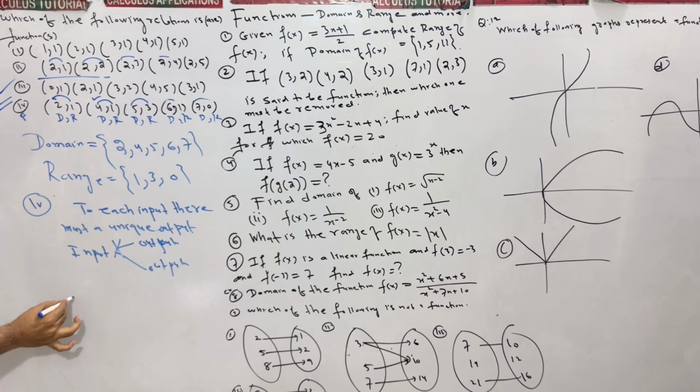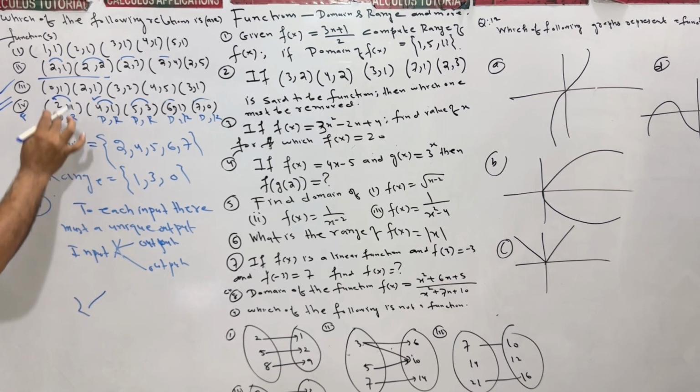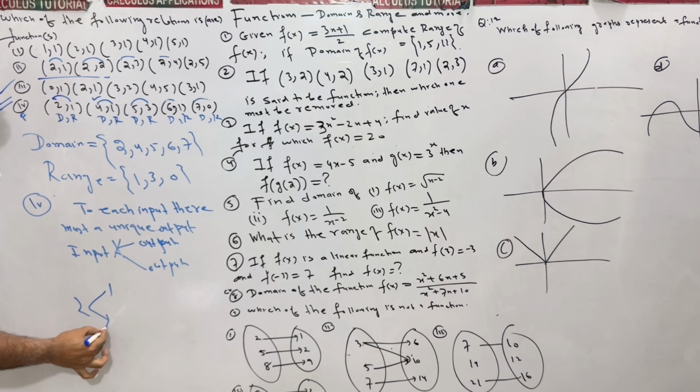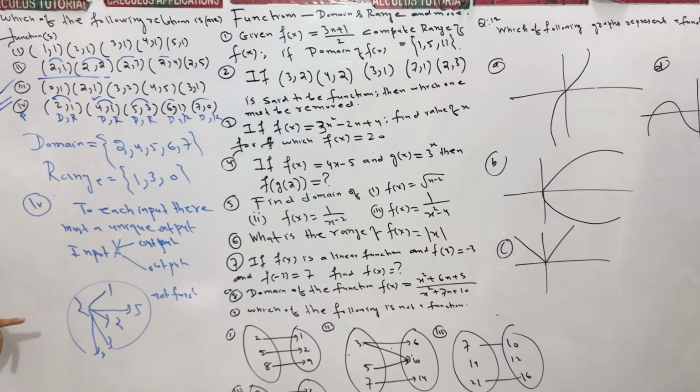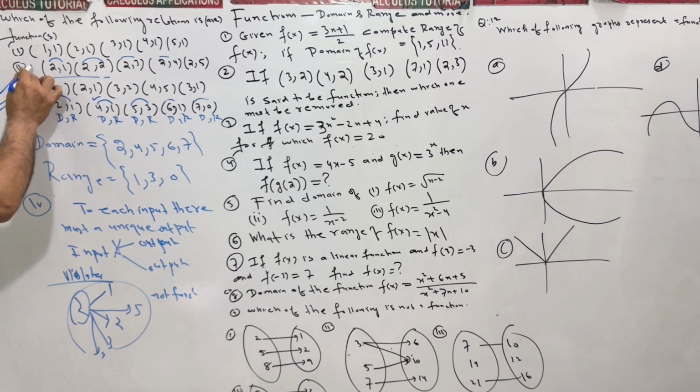Why? Because the single input 2 is related with 1 as well as 2, 3, 4 and 5. It's not a function, because a single input must result in a single output. More than one output for a single element violates the definition of function. So it is not a function.